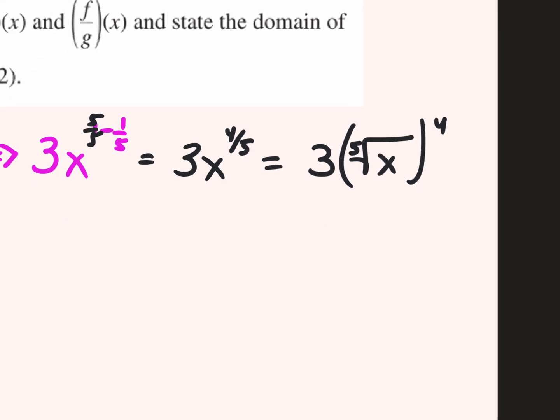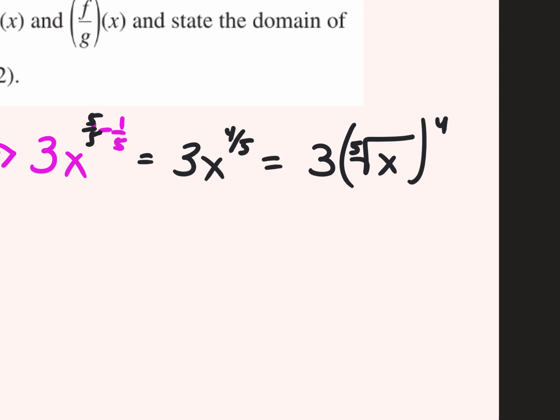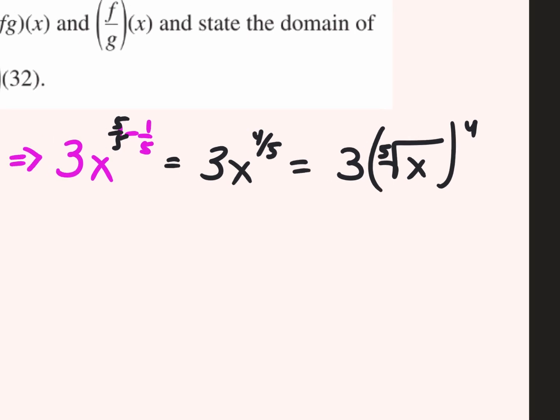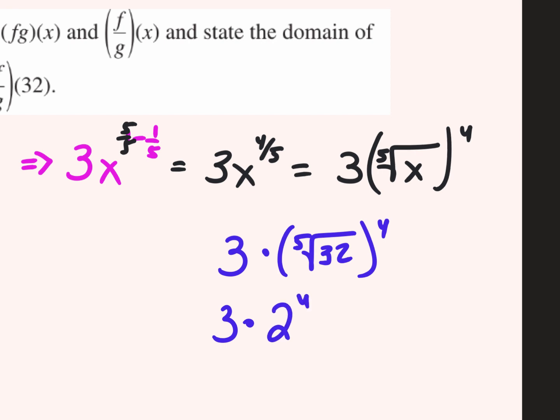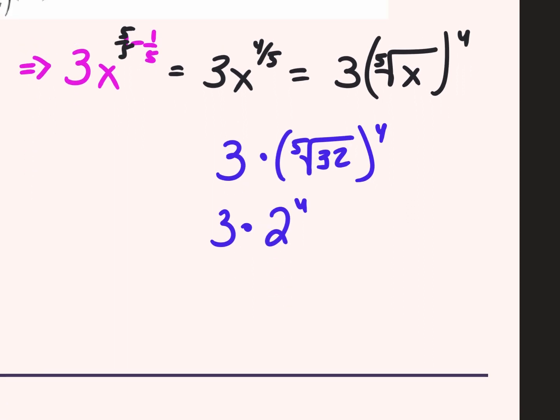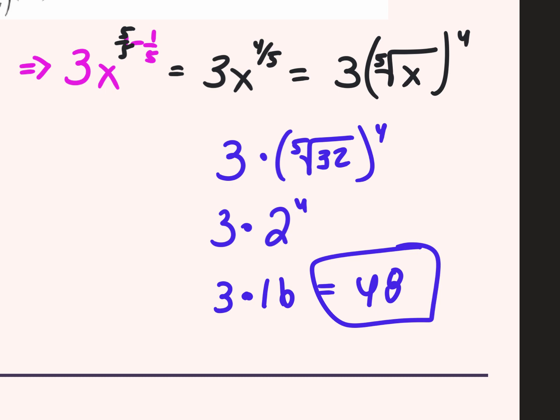So that's in terms of x. Now, what do they want us to substitute in? What number? 32. So I have 3 times the 5th root of 32 raised to the 4th power. Well, let's evaluate that. What number times itself 5 times gives me 32? 2. Good. And then we have to raise that to the 4th power. So 2 to the 4th power is 2 times 2 is 4, times 2 is 8, times 2 is 16. Good. 3 times 16 gives me 48. Let me just finish this one thing.